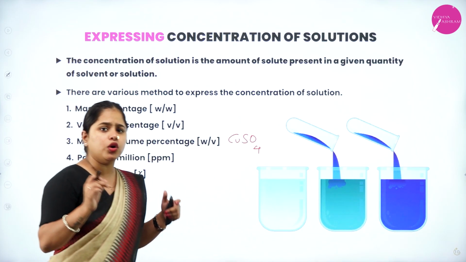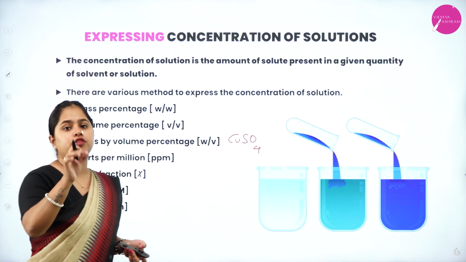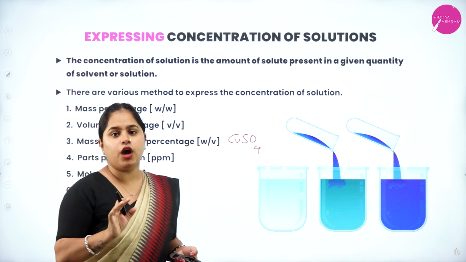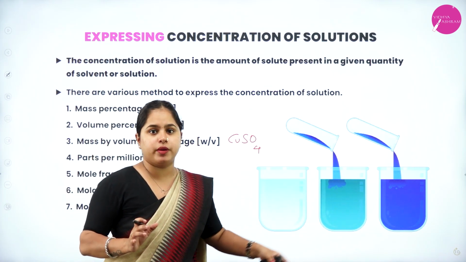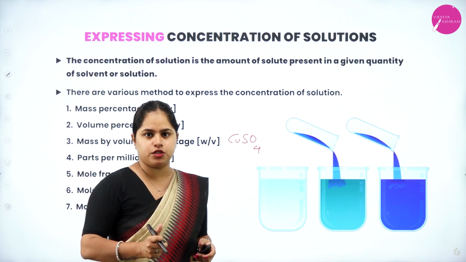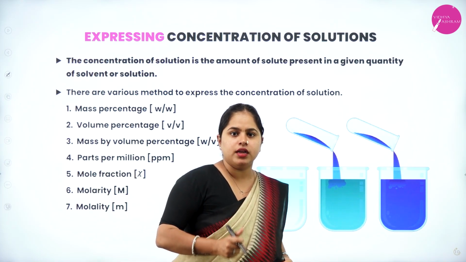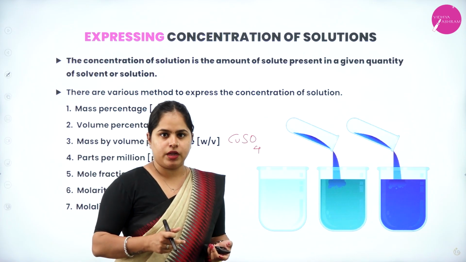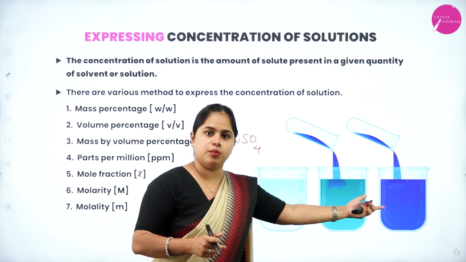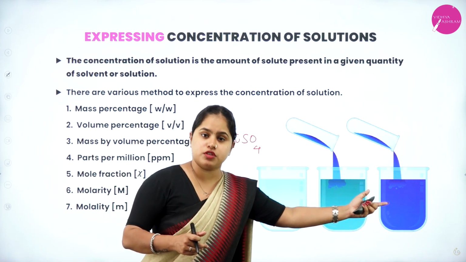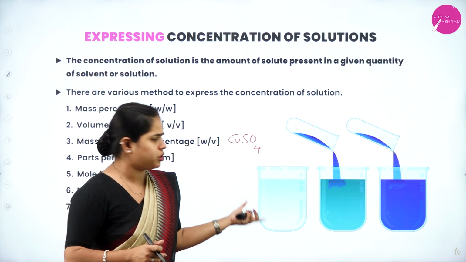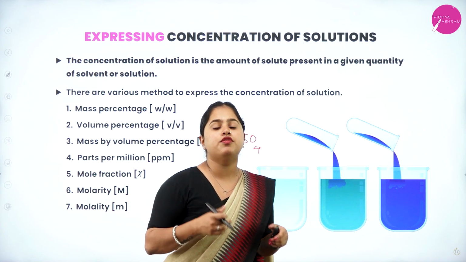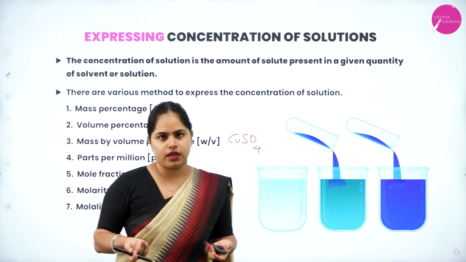So without knowing how much quantity of copper sulfate I have added, we can tell in which of these beakers the concentration of copper sulfate is more. Of course, it will be the darker one. Just by seeing the color, we can tell. Yes, this one will have the highest amount of copper sulfate. That is, the concentration of this solution is more than this one, and this one is having the least concentration, just by seeing the color, even if I don't know how much quantity of copper sulfate I have added.